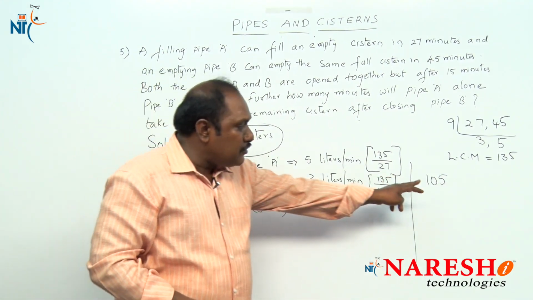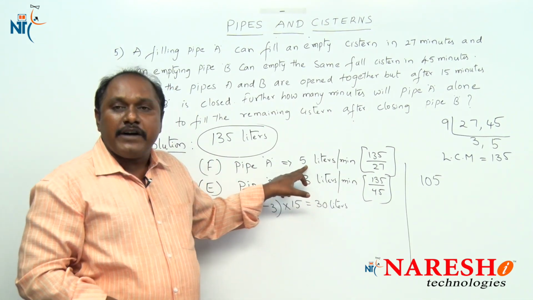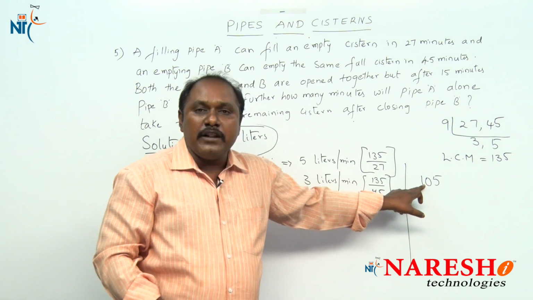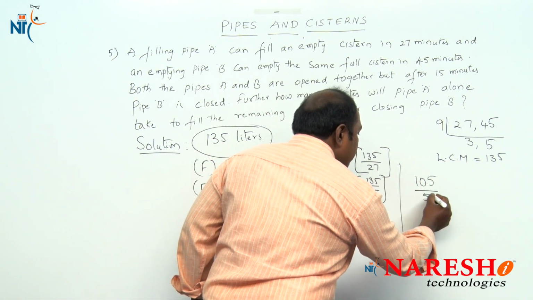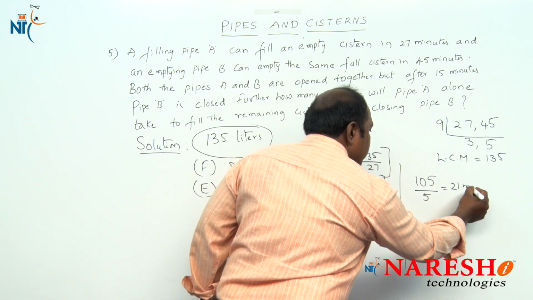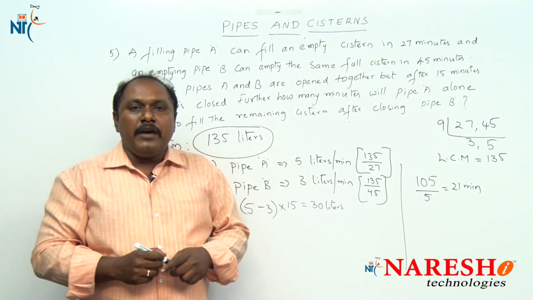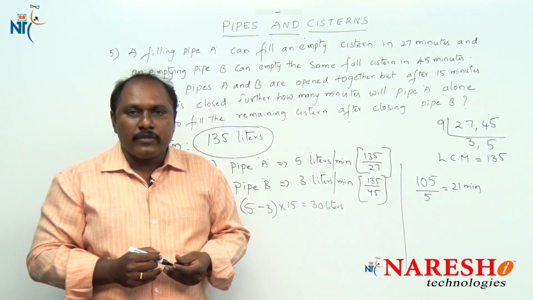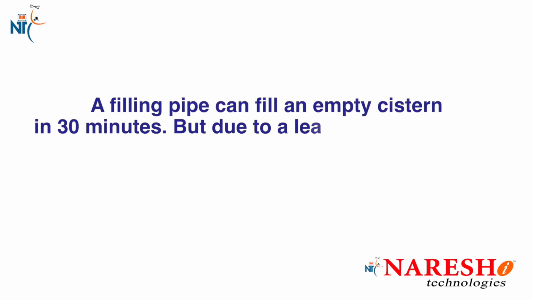Now pipe A has to fill 105 liters and per minute it fills 5 liters. The question is, how many minutes will it take to fill this 105 liters? So the answer is 105 by 5, 21 minutes. So after closing pipe B, pipe A will take 21 minutes to fill the remaining cistern. Now let us discuss the next problem in this chapter.